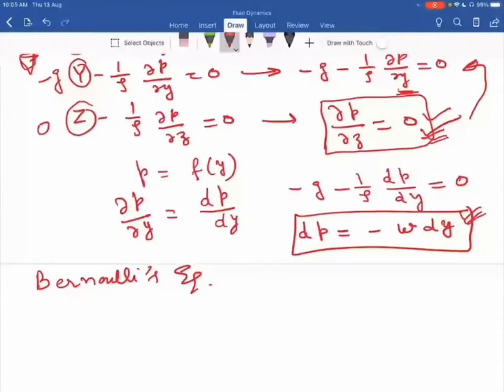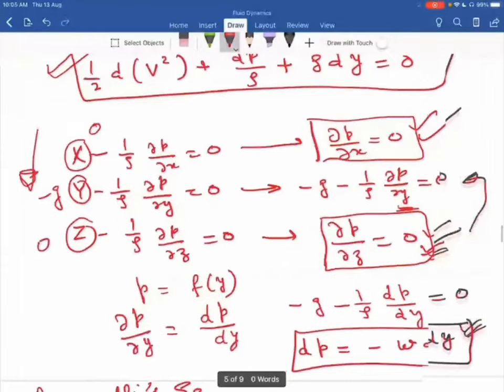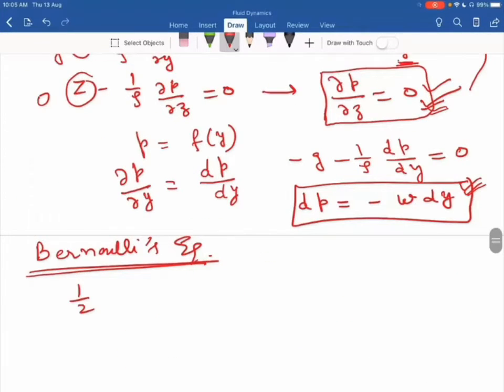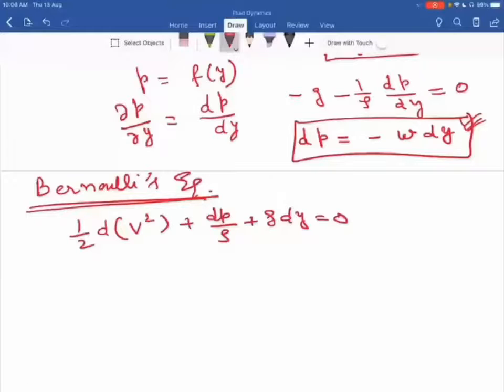So now we have this Euler's equation. I write it again: 1 by 2 dv square plus dp by rho plus g dy equal to 0. By using this general form of Euler's equation, we can also derive the Bernoulli's equation. For deriving Bernoulli's equation, we integrate this Euler's equation. So I integrate all these terms in this Euler's equation.